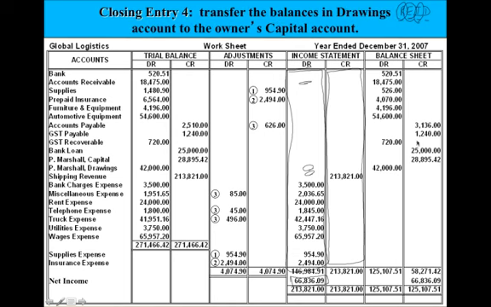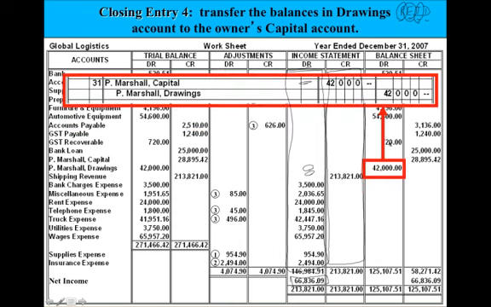And finally, we're going to close drawings. That's our last step here. The D stands for drawings, and we're going to find our drawings right here, $42,000. Because it's a debit, you're going to do the opposite and credit it. So there's our credit. Our drawings are being credited, and we're going to close it to capital.